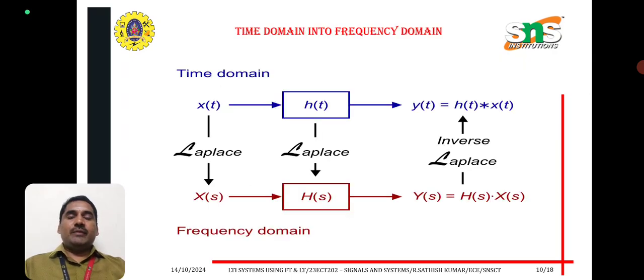For the time domain function x of t, we take the Laplace transform X of s. For h of t, the Laplace transform is H of s. Y of t is equal to h of t convolved with x of t. When we take the Laplace transform, Y of s is equal to H of s into X of s. When we apply the inverse Laplace transform, we get y of t is equal to h of t convolved with x of t.